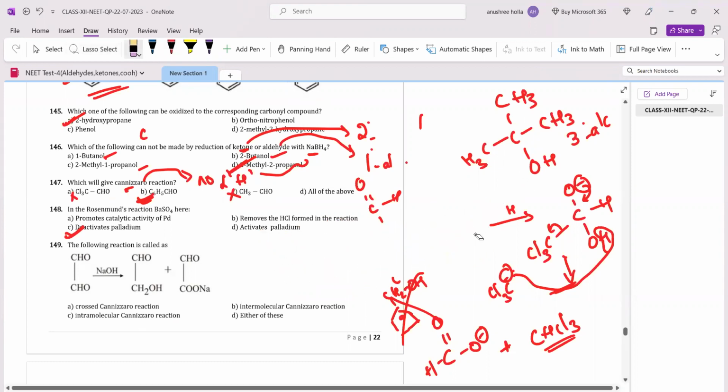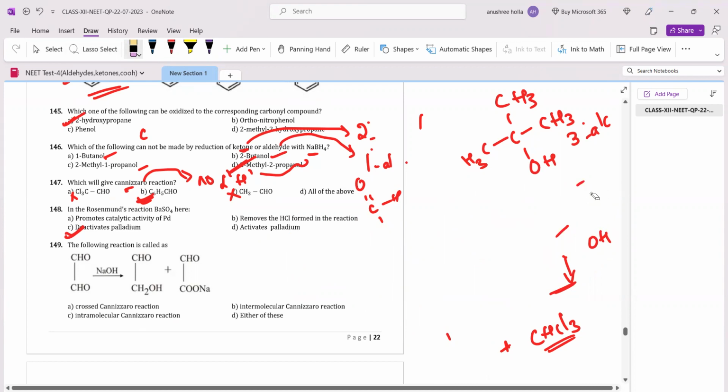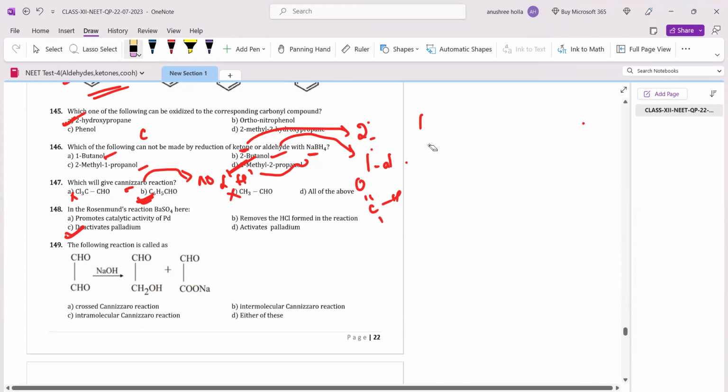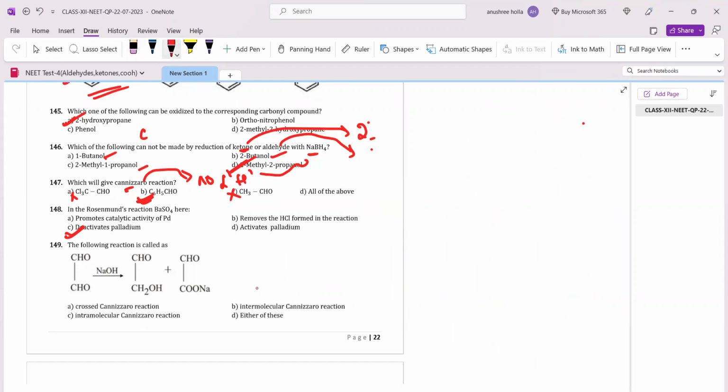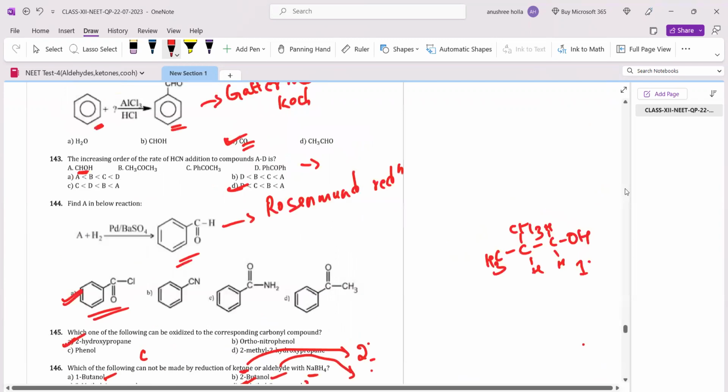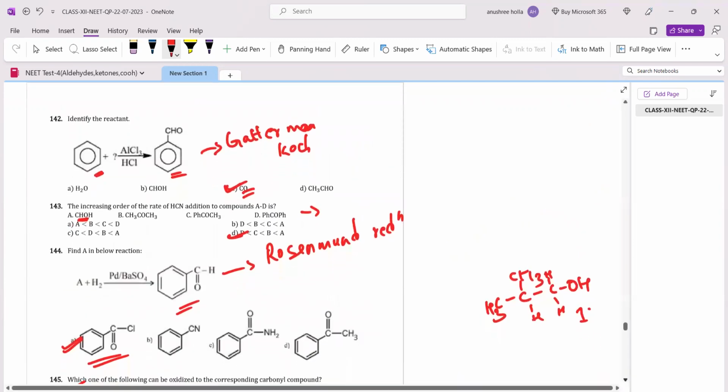Coming to question number 149. They have given a reaction which is Cannizzaro and they've mentioned it as well, but we have to find out what kind of Cannizzaro is this. So clearly we can say that this is intermolecular Cannizzaro reaction. So how is it? If it is a crossed Cannizzaro reaction, I should be taking one of these compounds that's been given and I should be taking any other aldehyde or ketone. That would give me cross Cannizzaro reaction.